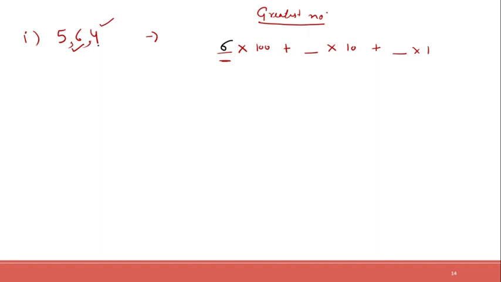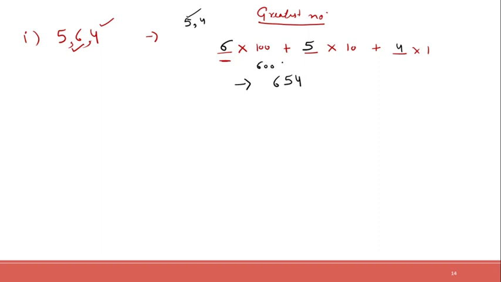Now comes to tens. Now we have used 6. We are left with 5 and 4. Which one do you think is greatest? It is 5. So we'll multiply it by 5. Now we are left with 4 only. So the greatest number will be 654.